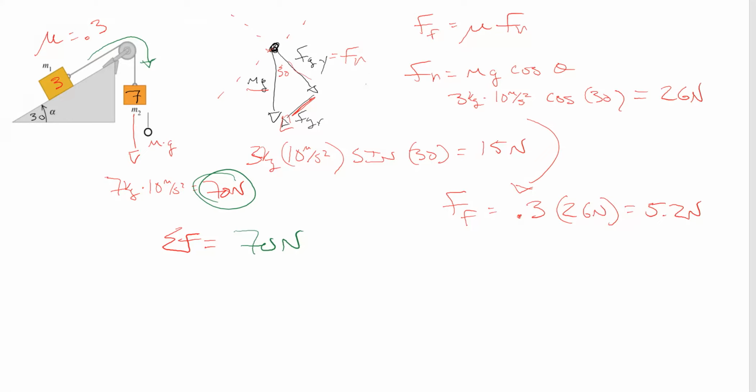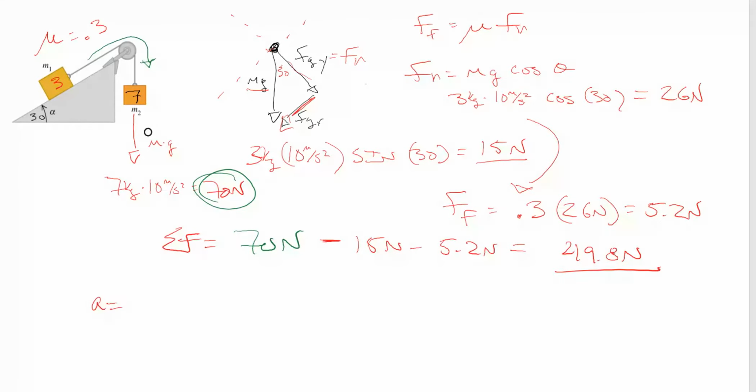And then what are my forces in the opposite direction of motion? Well, the force of gravity in the x that we already solved for over here, 15 newtons, is doing that. And friction is always going to be subtracted from your net force. So we can always subtract friction's 5.2 newtons. So when we do all that math, we get a net force of 49.8 newtons. All right, we're almost there. My net force is 49.8 newtons.